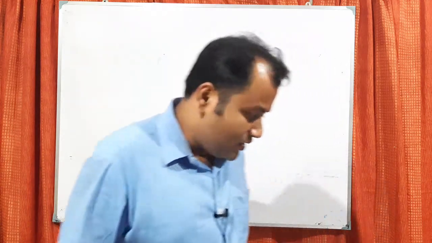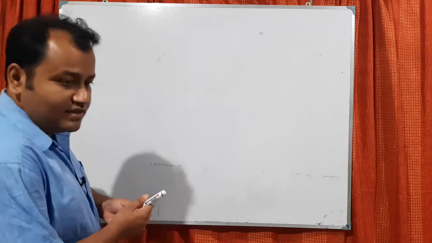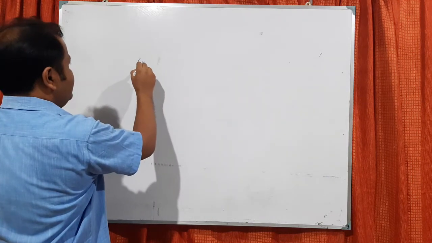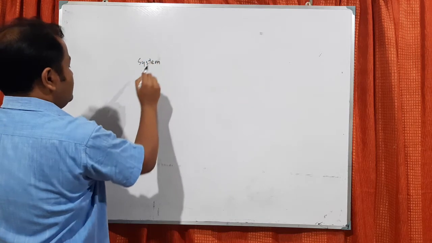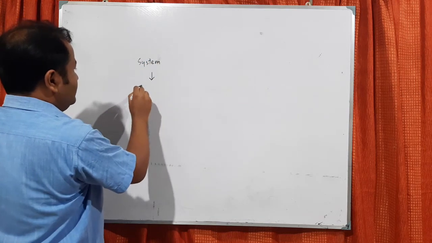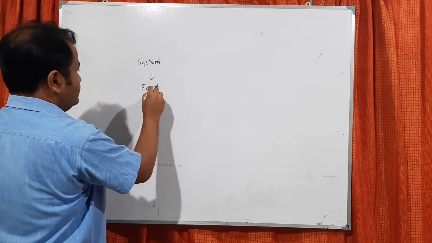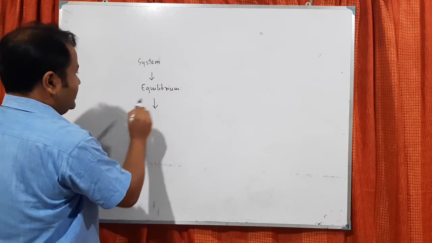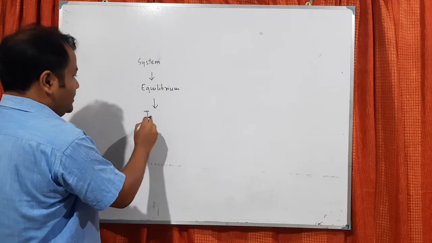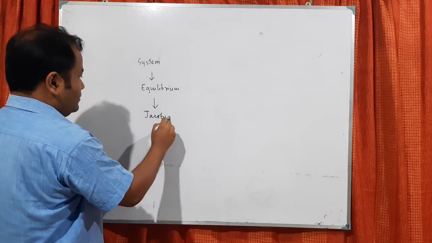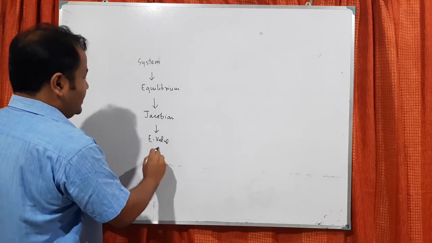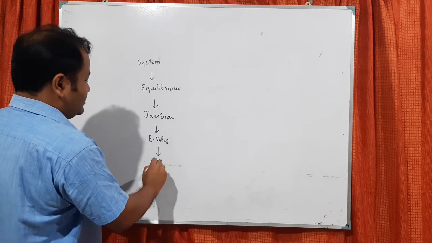Now you see what our pattern of finding stability is. Some system is given. We try to find the equilibrium point, and then we find the Jacobian and eigenvalues, and then we try to decide whether it is stable or not.